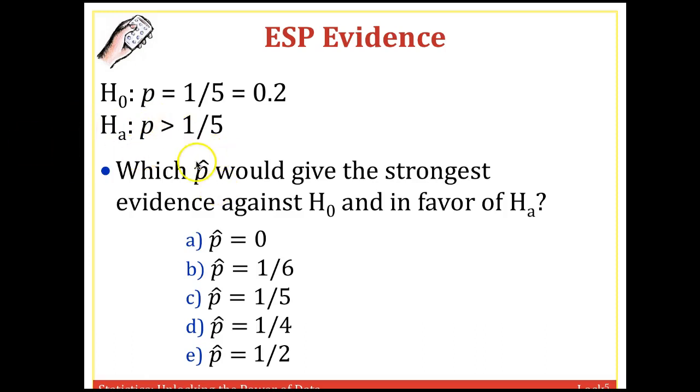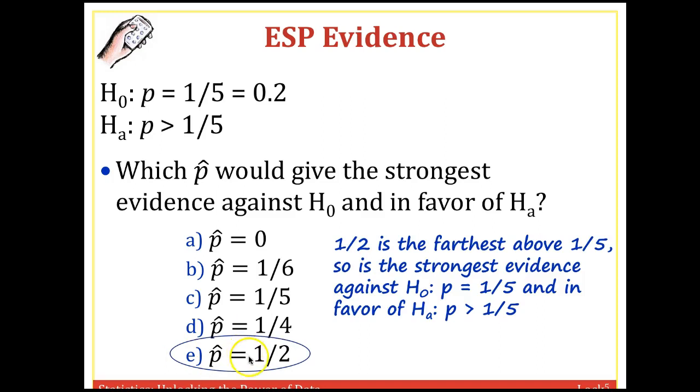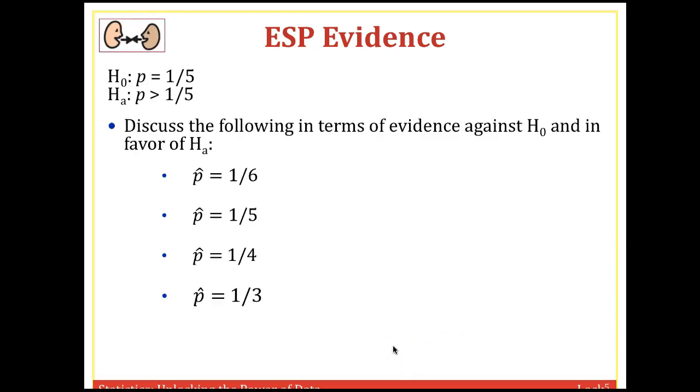So which p hat, which sample proportion, would give the strongest evidence against the null and in favor of the alternative out of these 5 options? And that would be E. We're looking at the p hat that is most supportive of the alternative. 1/2 is greater than 1/5, and out of these 5 options, it is the greatest value. So it'd be the strongest evidence against the null and in favor of the alternative hypothesis.